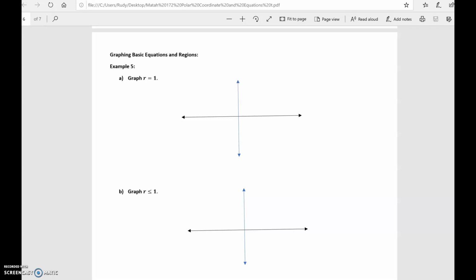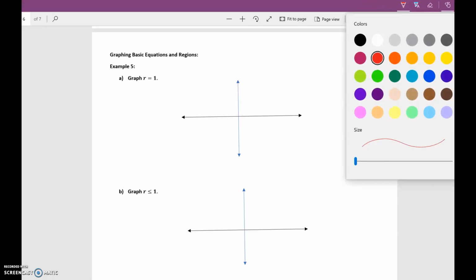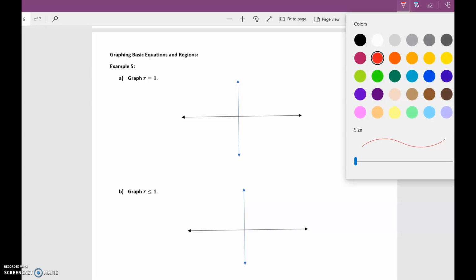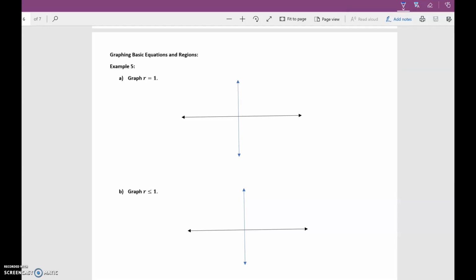Hi class, let's take a look at example 5. Example 5 deals with the following. You're going to have some equations in some regions on the plane that don't require plotting coordinate points. They're basically circles or some sort of a line. They may require us to go back to rectangular depending on what the instructions are. In this case, I just want us to graph them.